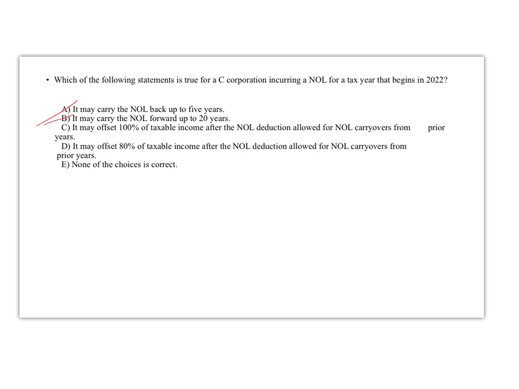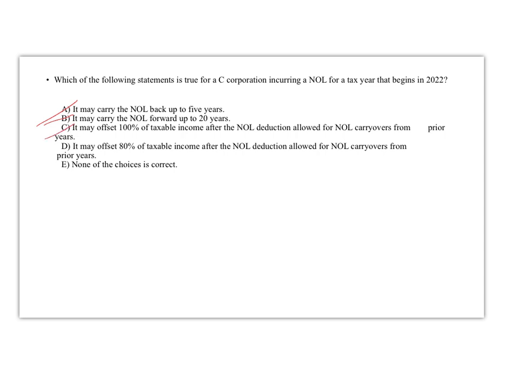It may offset 100% of the taxable income after the net operating loss deduction allowed for net operating loss carryovers from prior years. That is not correct. Remember that 2017 and prior, you could offset 100% of taxable income. And during those COVID provision years, 2018, 2019, 2020, you could offset 100% of taxable income, but that's not 2022.